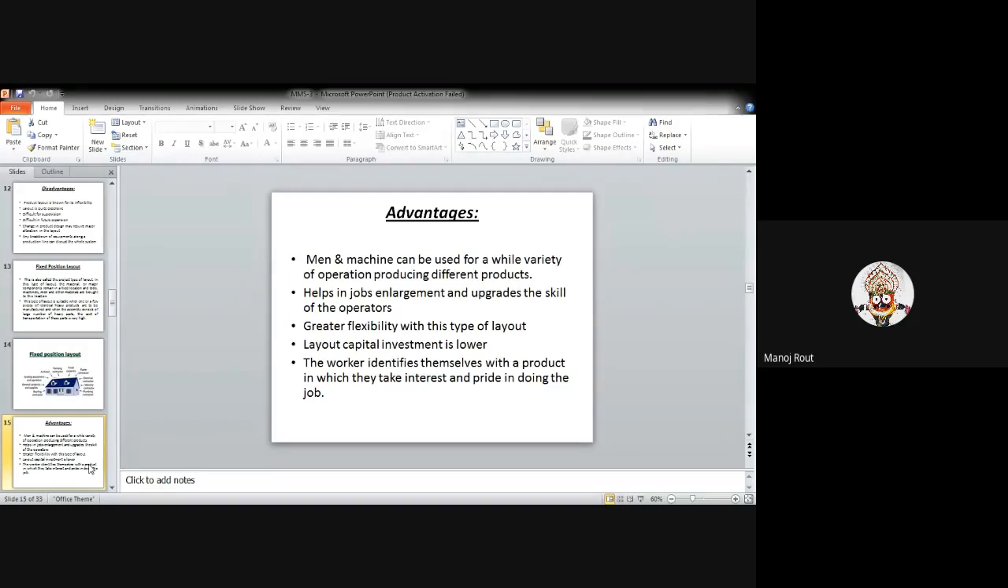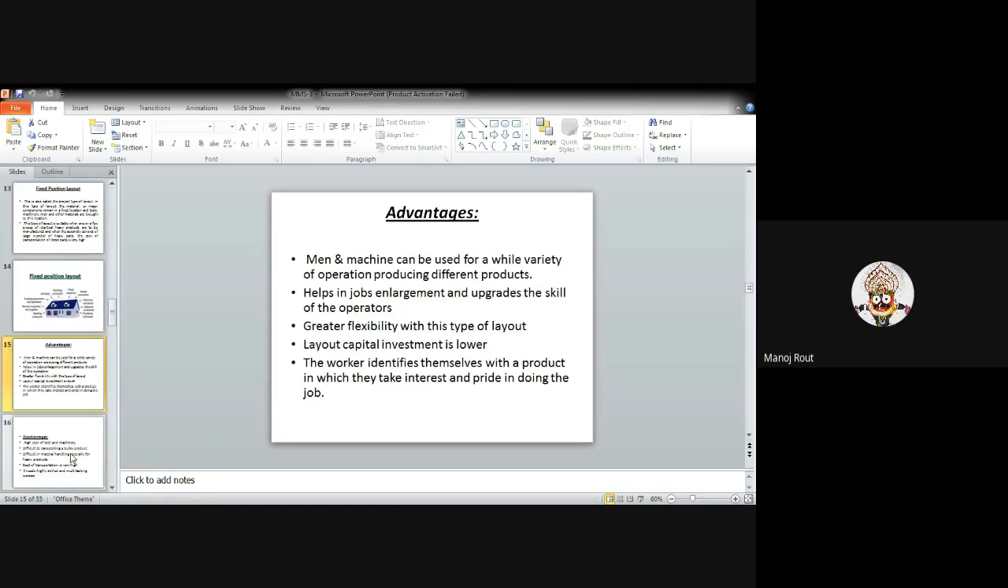It provides greater flexibility compared to others, and it helps to increase the skill of employees, and they can learn different skills from other operators.